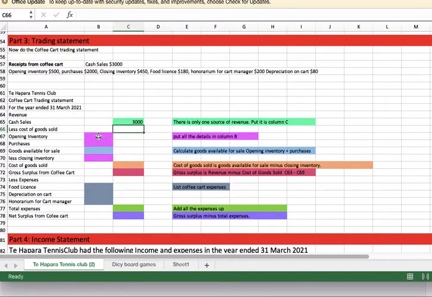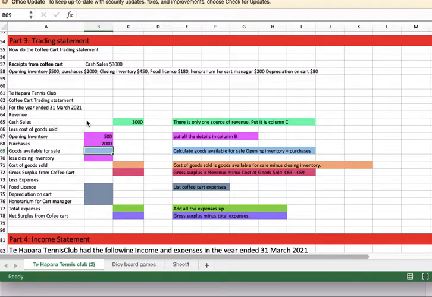Now this is the tricky part. We have to work out how much what they've actually sold has cost them. So we start out here with our opening inventory. If we look further up the page, it says opening inventory $500, so we just go ahead and put that in there. And then our purchases over the year were $2,000.